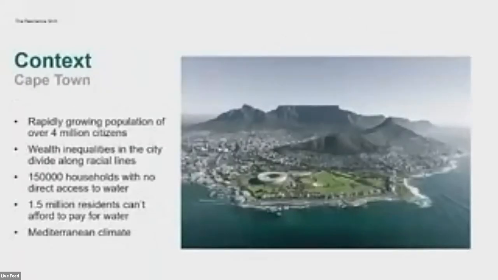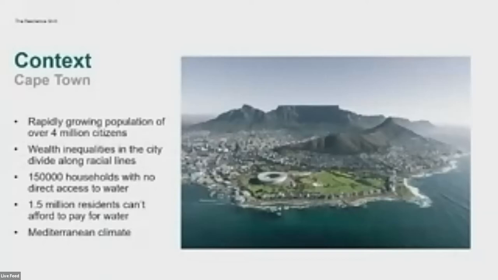But first, for just a little bit of context about Cape Town, it's home to over 4 million residents. And many of these live in middle-class suburban neighborhoods, but there are also 150,000 households who have no access to direct running water. And nearly one third of the city's residents cannot afford to pay for this basic right. And these social inequalities run along racial lines, which is a consequence of the country's social and political history. And the effects of these are still felt today.